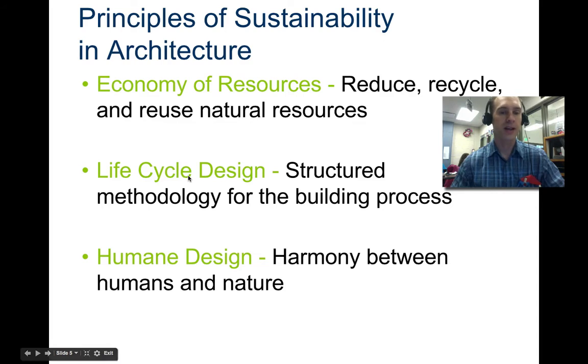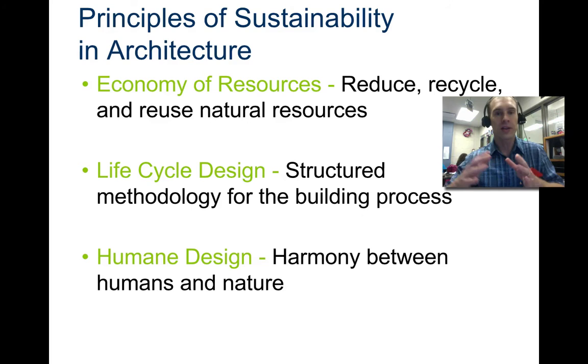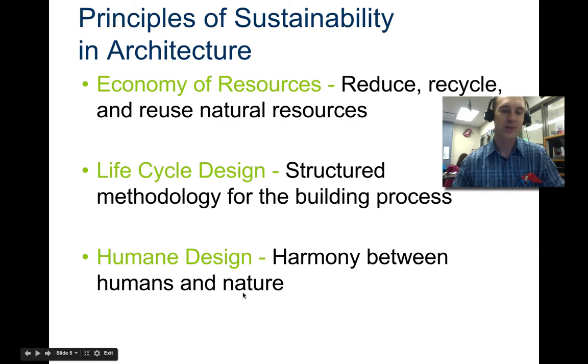Life cycle design kind of means that architects will consider using maybe better materials that may be a little bit more expensive, better insulation, maybe putting in solar panels, so that over the entire life cycle of the building, there's actually a savings in energy consumption. And then humane design is harmony between humans and nature, which is considering things like natural light coming in, so you're not always working in the dark, or good ventilation, things like that, all as part of the design to make it just a more comfortable working environment. Also maybe considering integrating public transportation or things like that.